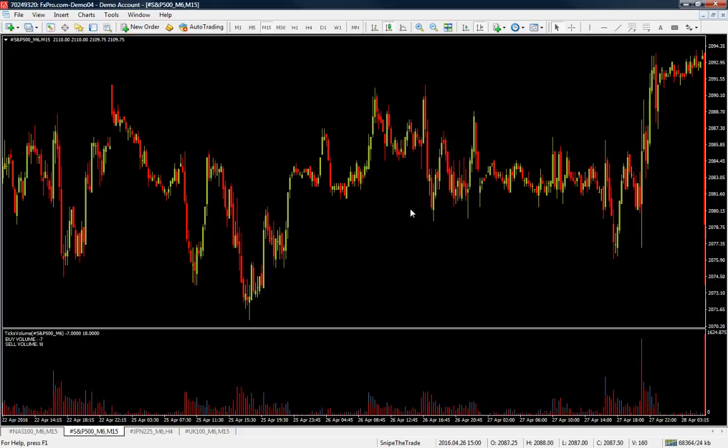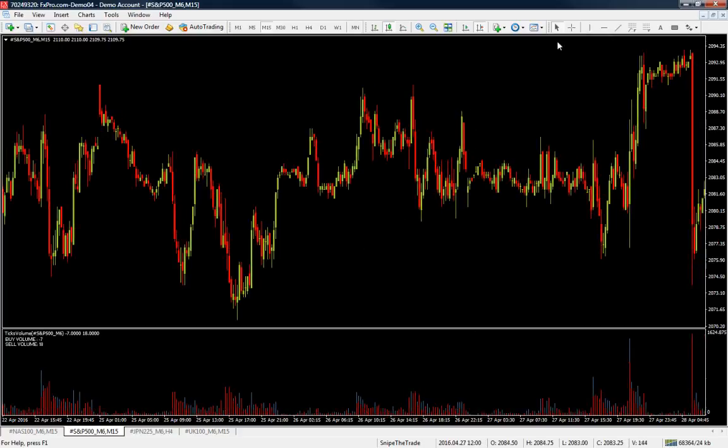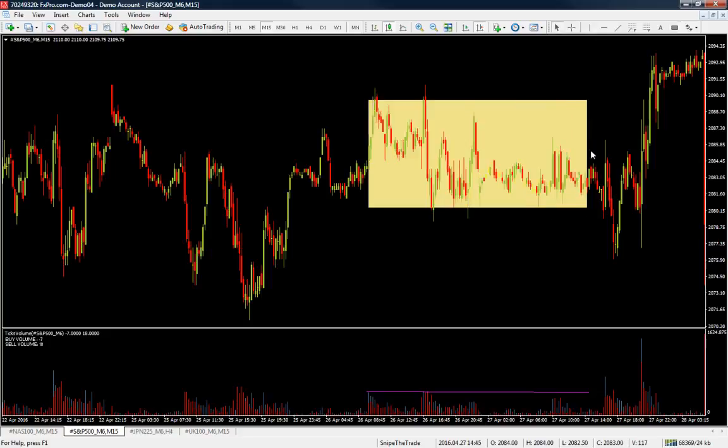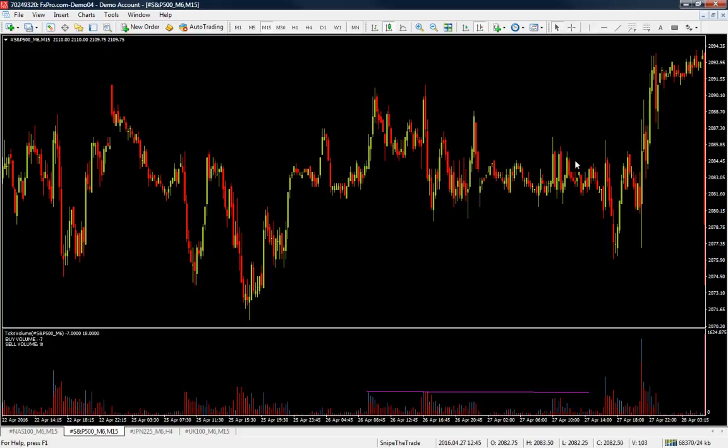Now, if you look closely, and let's draw a line right here. Okay, if you look closely, right here on this choppy market, there is absolutely no volume going on. You do not want to trade when the volume is not high enough because the market is not going to move and it's going to chop up and down and it's going to be very, very difficult for you to take ticks out of it.